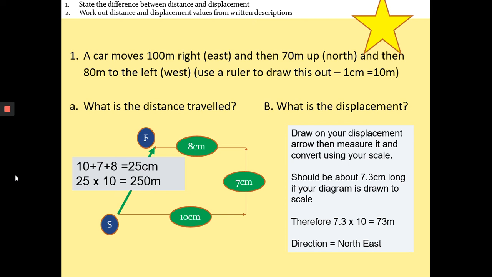But I've still not given a displacement because the displacement needs a direction. So at the end of my journey, I've gone up from my start point, which is north, but I've also moved a little bit right of my start point, which is east. So my direction is northeast. So my overall displacement answer should be 73 meters northeast.